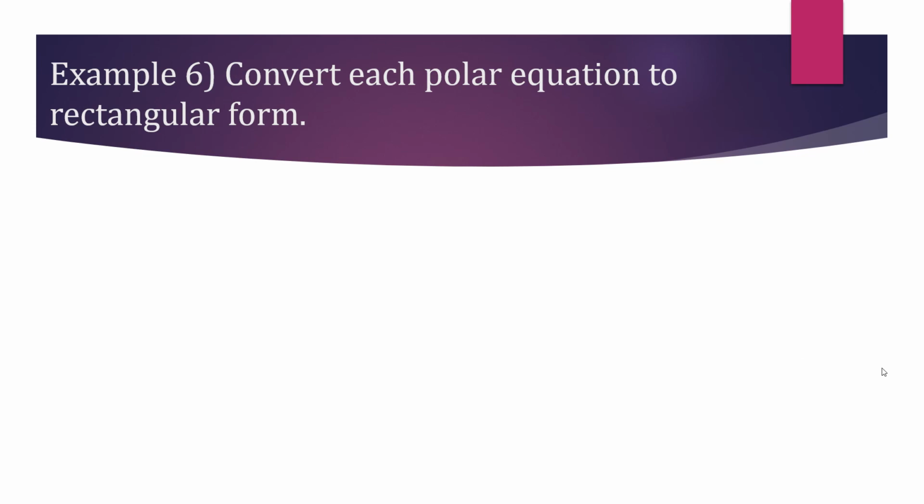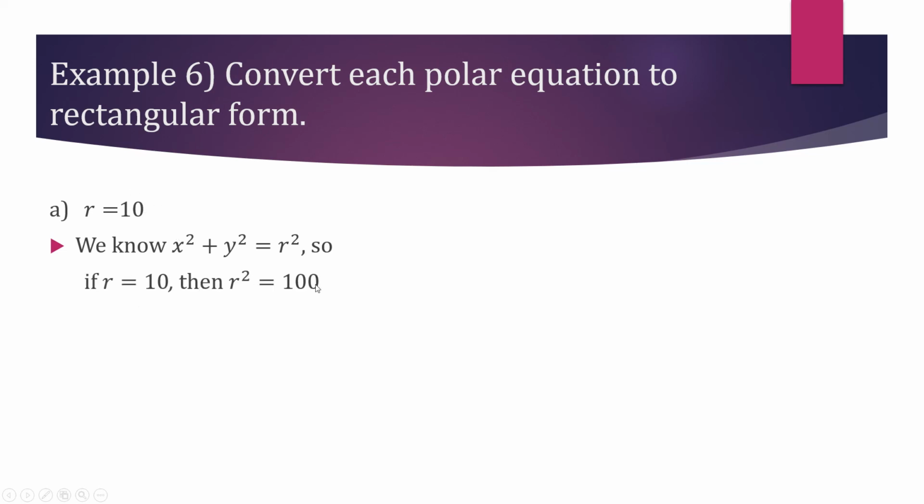All right, so let's go the other direction, having a polar equation, putting it into rectangular form. And the first one we're going to take a look at is r equals 10. Again, we have an equation that has r. We want an equation with x and y. Well, we know x squared plus y squared is equal to r squared. So if we square both sides of this equation, we would get r squared is equal to 100. And then we can replace r squared with 100 and get x squared plus y squared is equal to 100 for our rectangular equation.